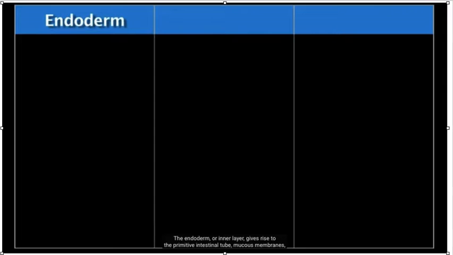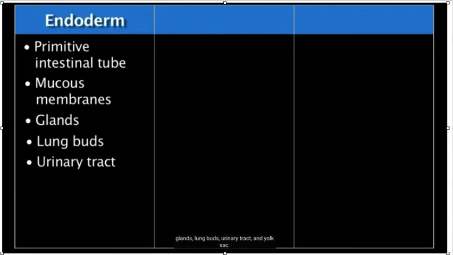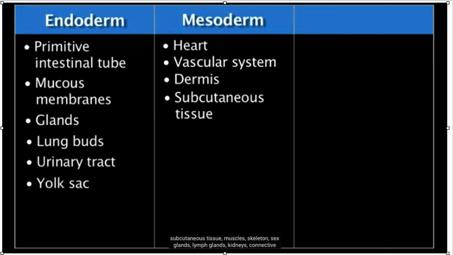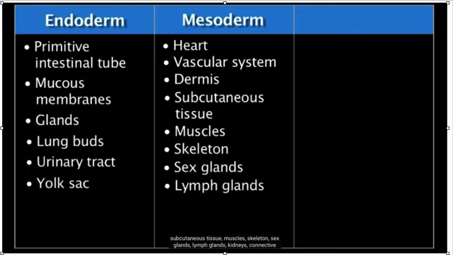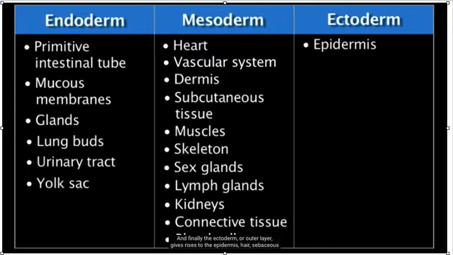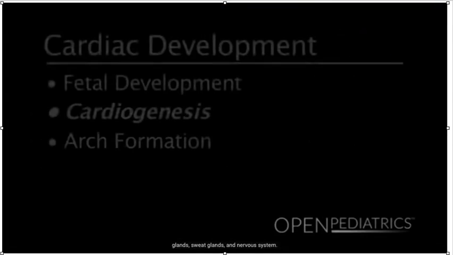Right. So the endoderm gives rise to the primitive intestinal tube, the mucous membranes, the glands, lung buds, urinary tract, yolk sac. The mesoderm, on the other hand, gives rise to the heart, vascular system, the dermis, subcutaneous tissue, muscles, skeleton, and the sex glands, lymph glands as well, kidneys, connective tissue, blood cells. Finally, ectoderm gives rise to the epidermis, hair, sebaceous glands, sweat glands, nervous system.